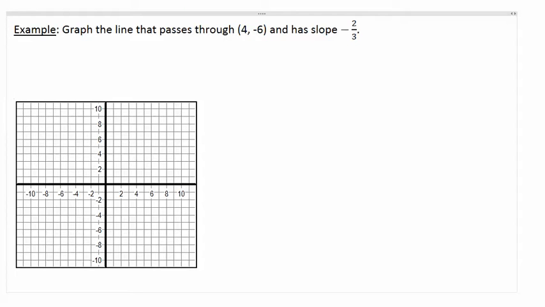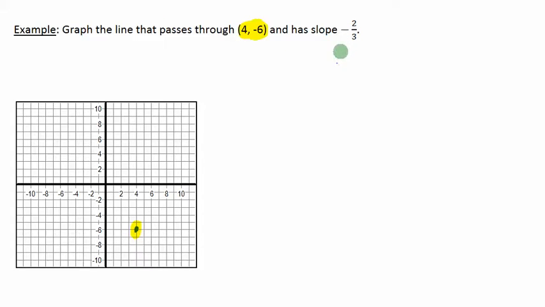Okay, so now we have our last example. Graph the line that passes through a point, 4, -6, and has a slope of -2/3. So the most obvious thing is start with this ordered pair, this point. So let's plot it. 4, -6 is right here. I'll highlight that because that's where we're starting from. And then I need my slope of -2/3.